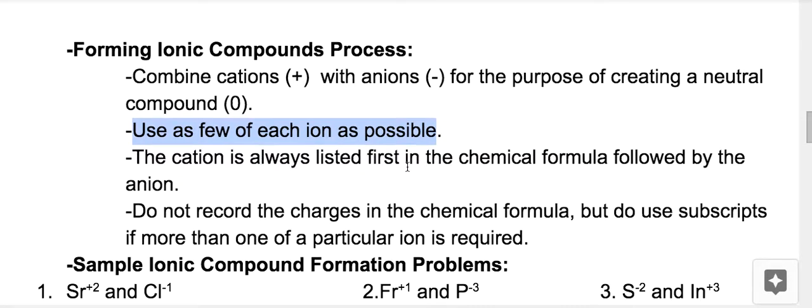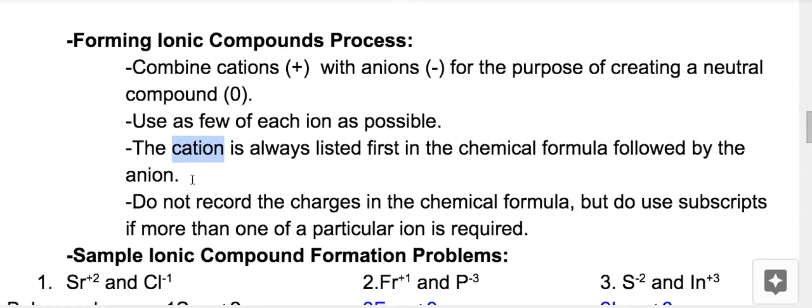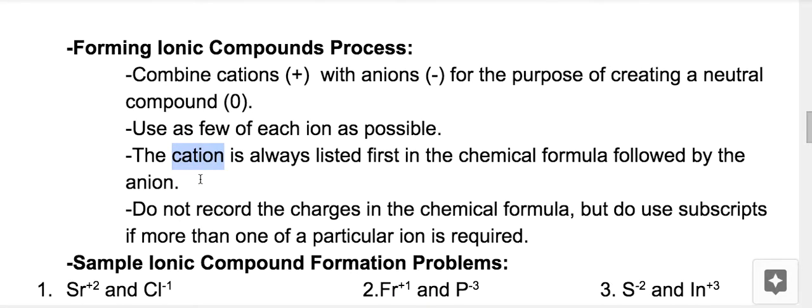So when we're writing the chemical formulas, we always write the cation first. Typically, the cations are on the left side of the periodic table, and then the anions are on the right side of the periodic table. So that's kind of helpful.